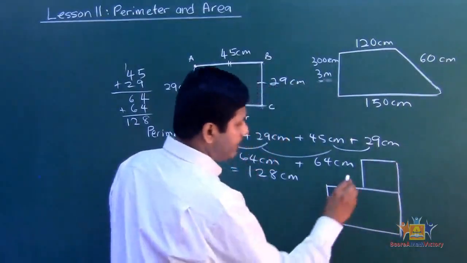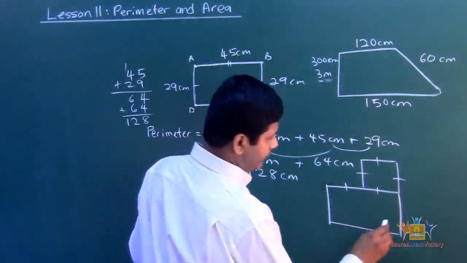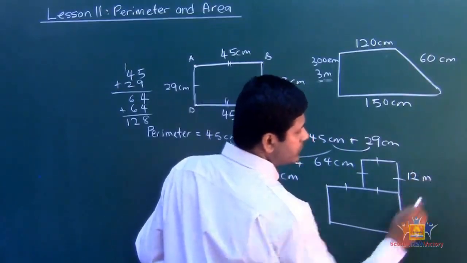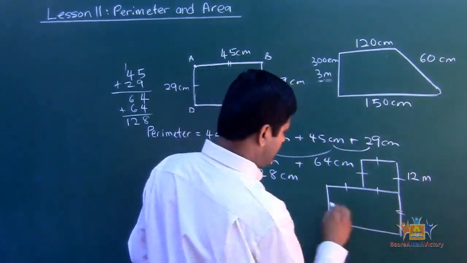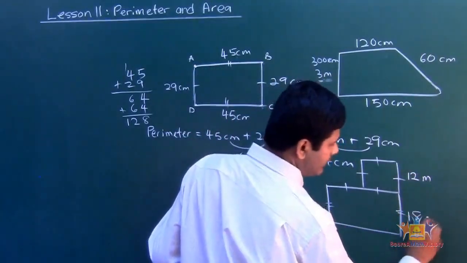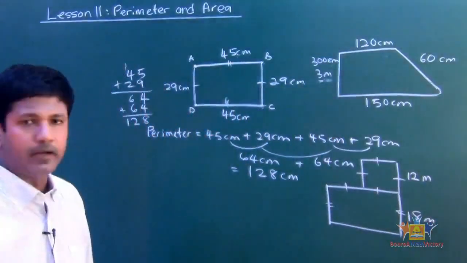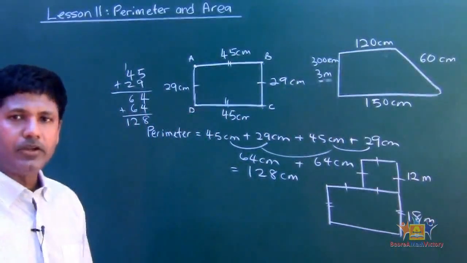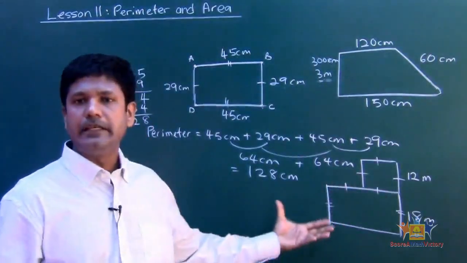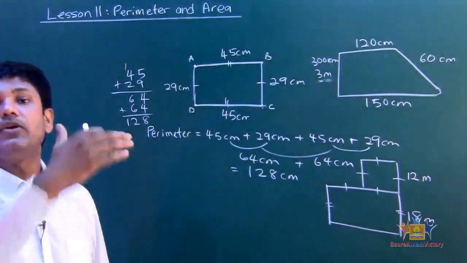And then I kind of utilized this line right here. See that? And then I told you this one is 12 meters, and this is 18 meters. And then I asked you to find the perimeter of that figure. So how do you do that? Again, first locate all the lengths, the distances, and then go around it and add them.